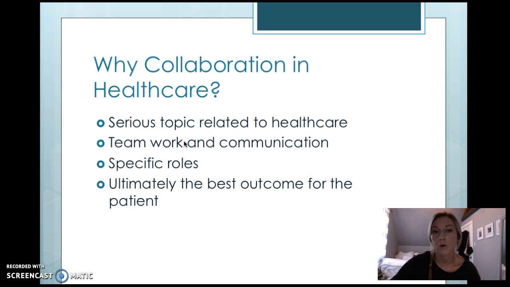So I will talk about why I chose collaboration in healthcare. I selected this area to research because I felt it was a serious topic when working in healthcare. Going through many experiences, either working or during clinical hours, I had realized how important it is to work together as a team and communicate with everyone effectively. When I started thinking about the best way to do this, I found that collaborating would be the most effective way, which is what led me to choose this topic.